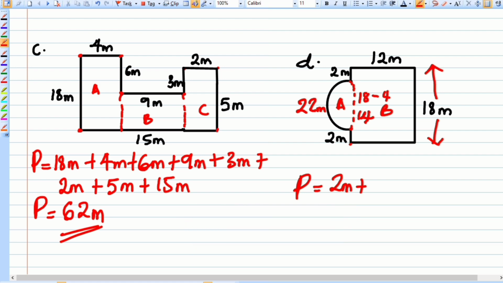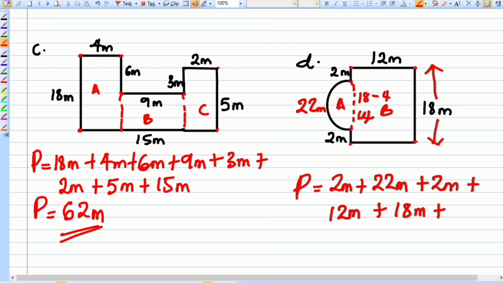Okay, so you have plus 22 meter plus, then from this point to this point is what? 2 meter, plus from 2 to this point is 12, plus 12 meter, then coming down is what? 18. So you have plus 18 meter plus, then back to where we are coming from. If this is 12, this place will also be 12 since it's a rectangle. So we have plus 12 meter.